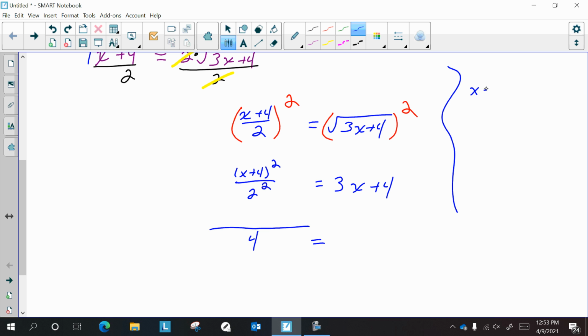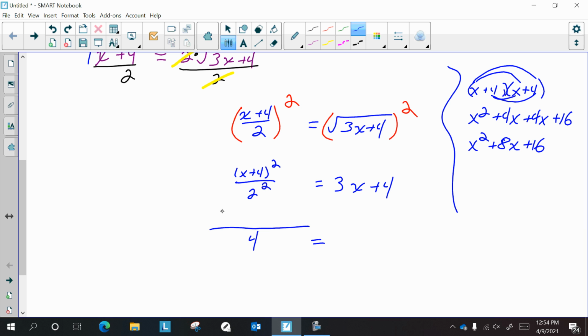To square x plus 4, we have to do x plus 4 times itself. Remember, that's not just x squared plus 4 squared. That's x plus 4 squared, so x plus 4 times x plus 4. So we can distribute the x, squared plus 4x, and then distribute the 4. And when we combine like terms, we have an x squared on top. 4 plus 4 will give us 8x, and plus 16.